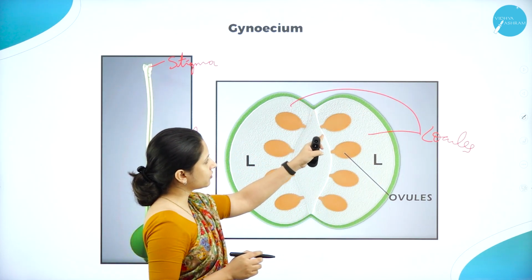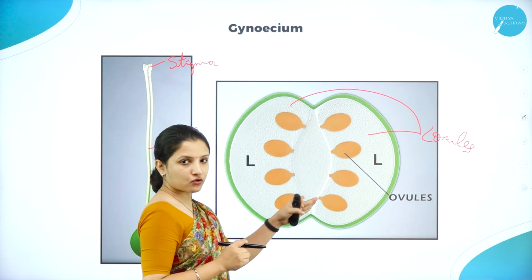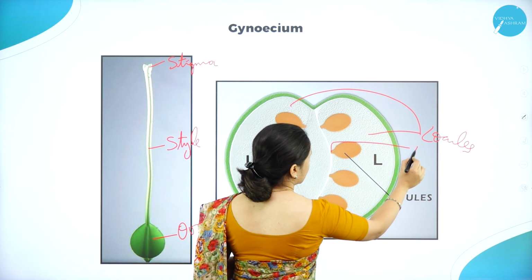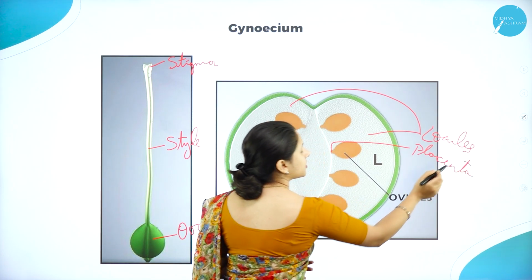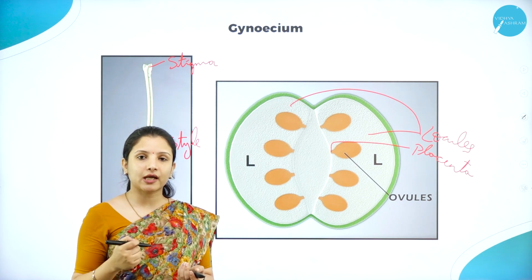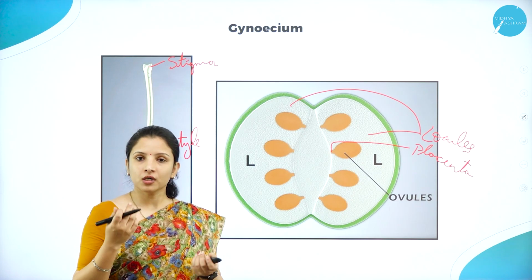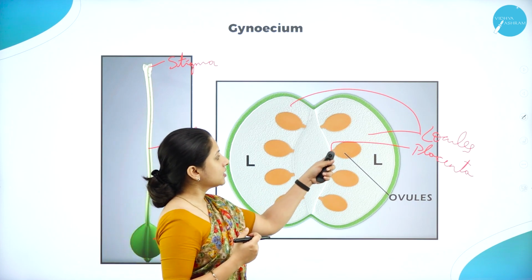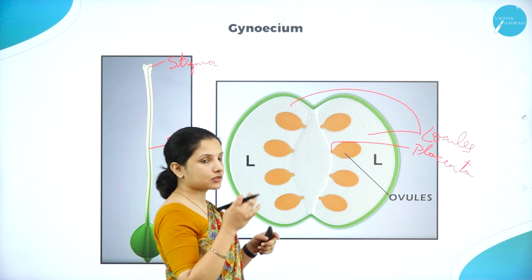These locules are connected to the margin of the ovary by the placenta. So this is the placenta. Remember, in females, the baby is connected to the mother through a placenta. Why is it connected? So that it can take up respiration and also derive nutrition and food. Similarly, here also the placenta connects the ovule to the margin of the ovary, that is, in the locule.